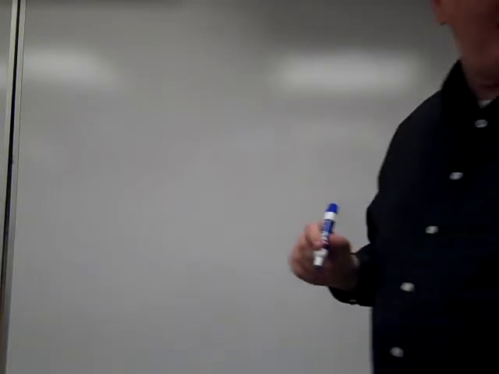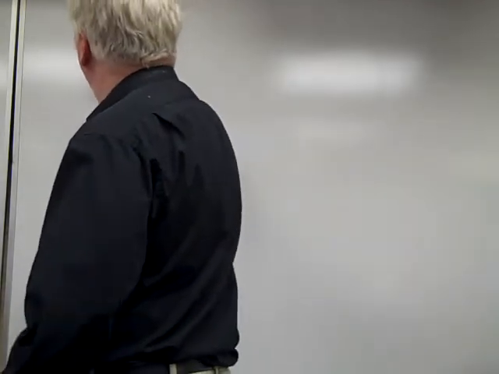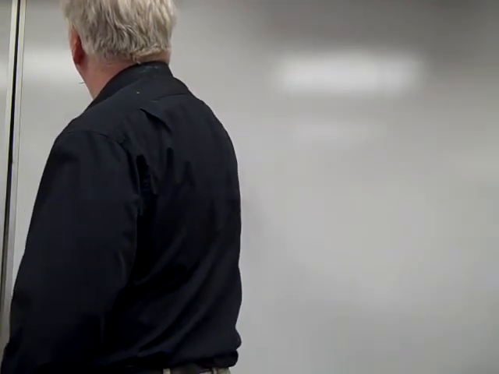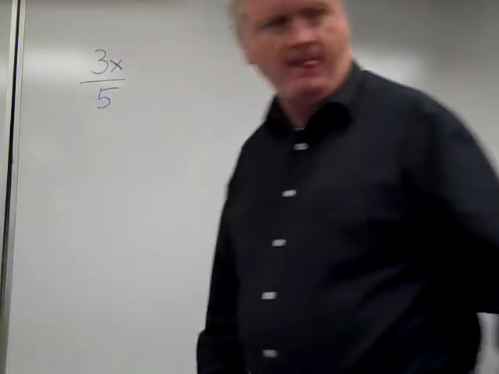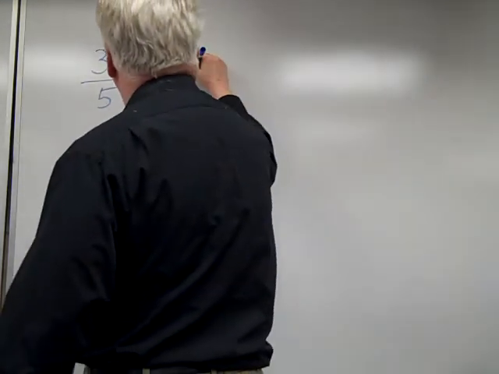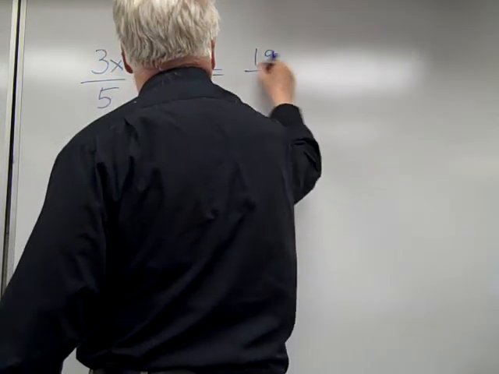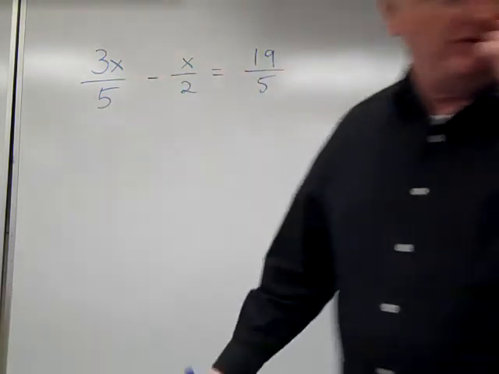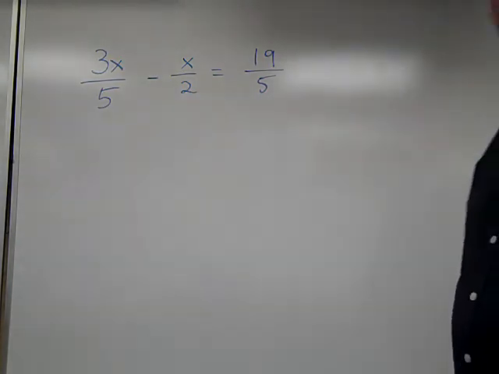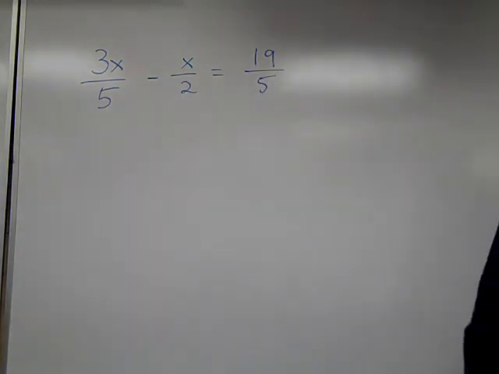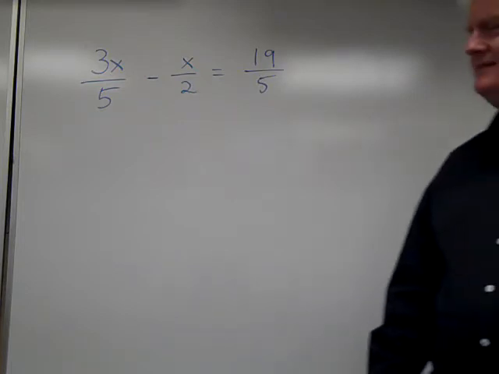So I've got 3x over 5 minus x over 2 equals 19 over 5, or is it 19x over 5? It's 19 over 5. Okay, and so we wish to solve that. We wish to find what values of x make that true.